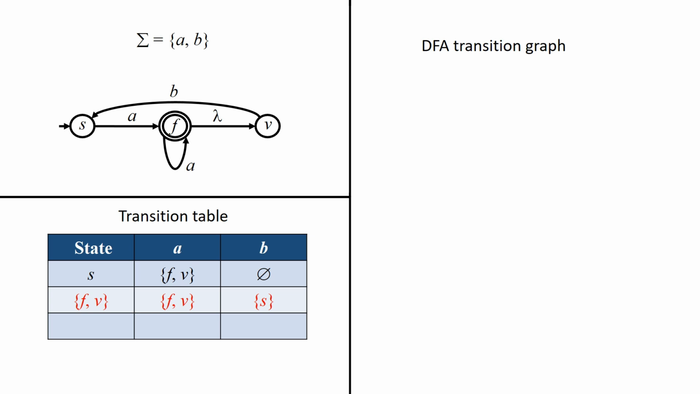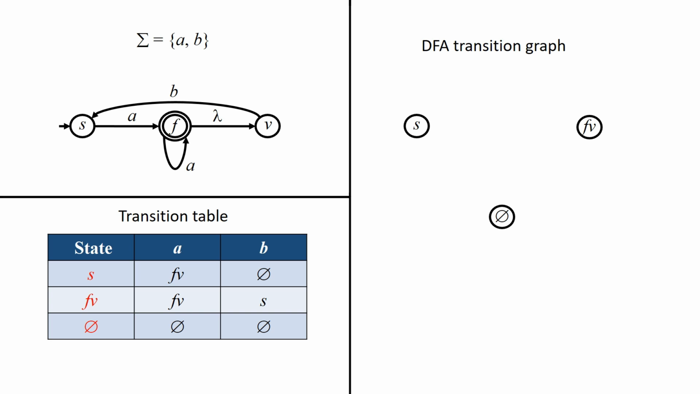Now, only one state left. That is the state empty set. But this is easy. We just make a loop labeled A, B to the state empty set itself. We are done with the transition table. But to make it convenient, we change the notations of the state sets to this. So, for example, the set of F and V is changed to FV like this. So now, we have these three states.